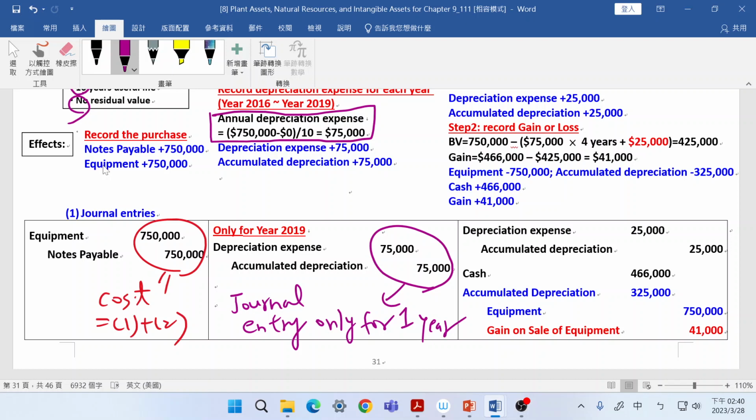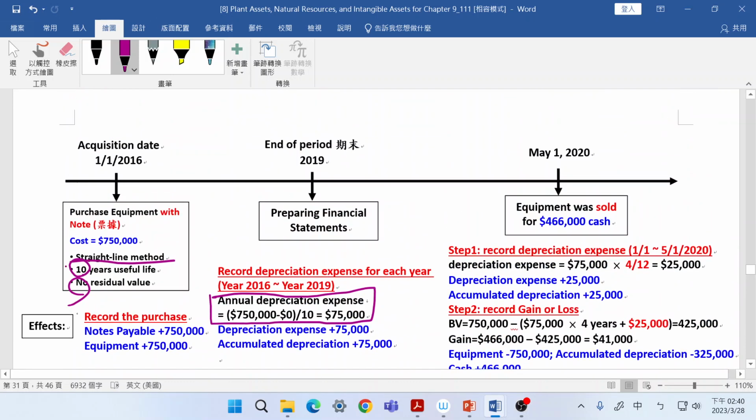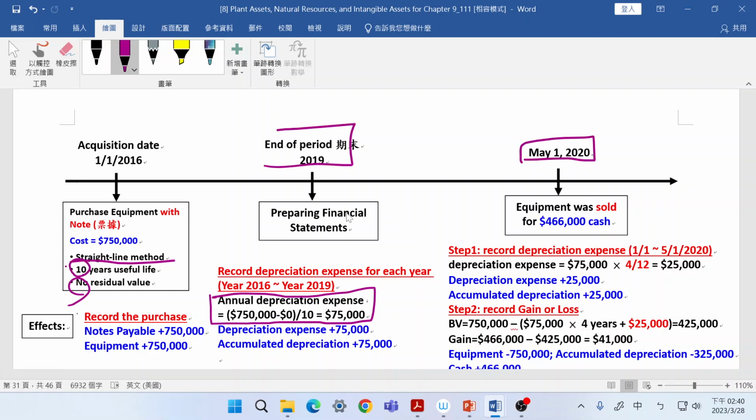Okay? So only for year 2019, I record the same journal entry as before. Then don't forget, since we are going to sell it, when are you going to sell it? May 1st. So be careful. Last time you did the depreciation at the end of 2019. Right now, we have 4 months more, right? So you used PPE 4 months more.